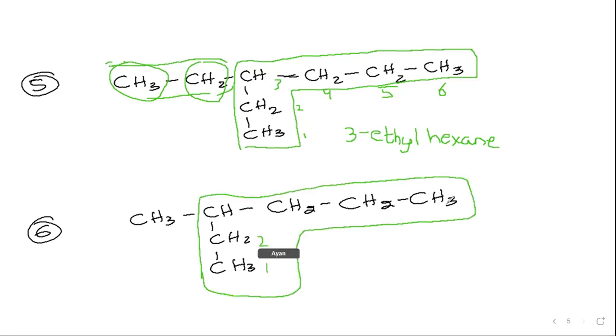Well done. You didn't fall for the trick. Sometimes students tend to think that this is an ethyl branch instead of just going with the longest chain and proving that it does not contain an ethyl branch. Instead, it contains a methyl branch. Very good.